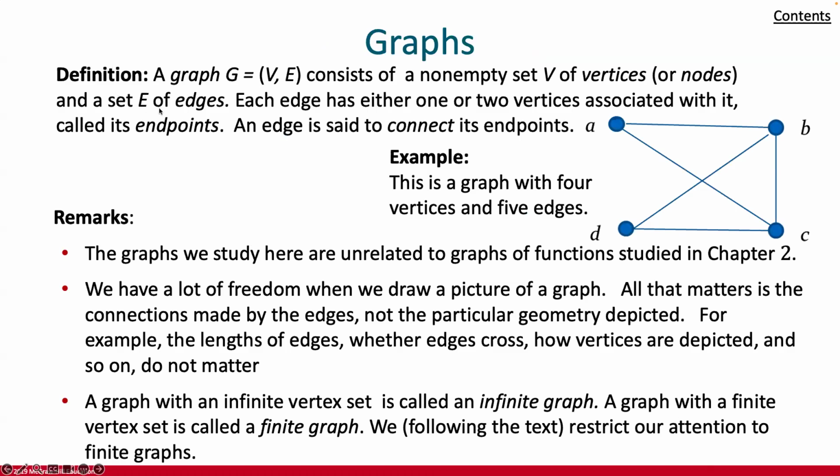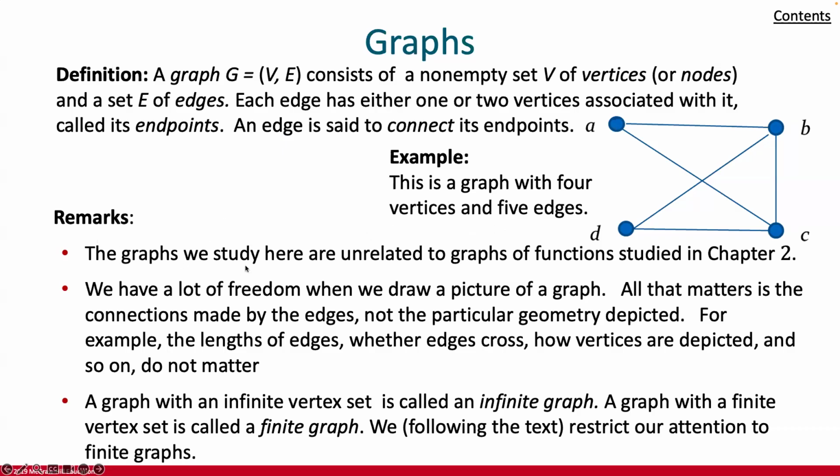So in terms of a definition for graphs, a graph, G = (V, E), consists of a non-empty set of vertices or nodes and a set of edges. Each edge has either one or two vertices associated with it, called its endpoints, and an edge is said to connect its endpoints. So here's an example that is a graph with 4 vertices and 5 edges.